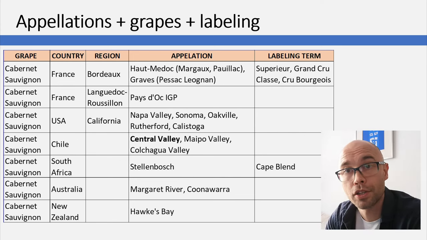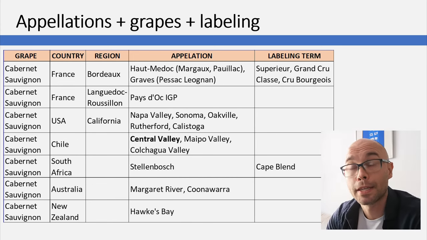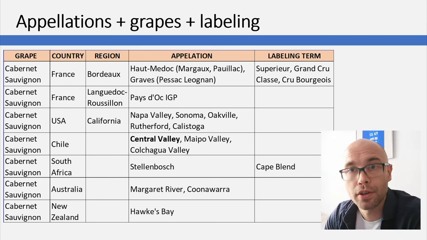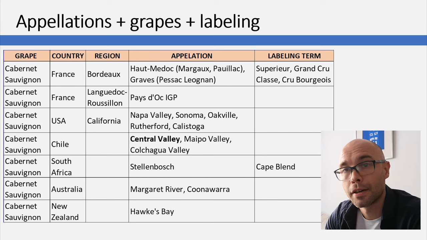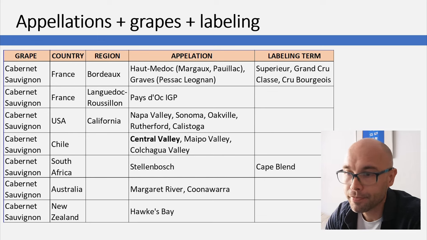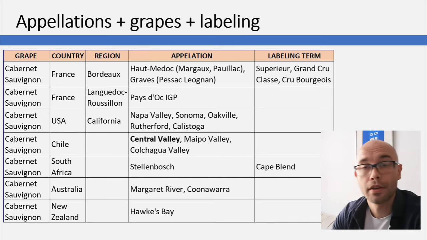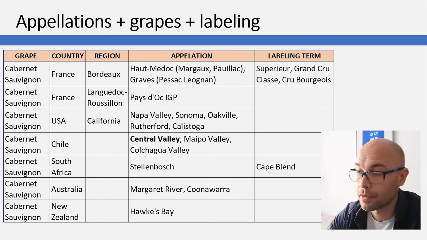In South Africa, the premium region is Stellenbosch, and the labeling term that you need to connect with South Africa is Cape Blend, which indicates local grape varieties like Pinotage are blended with other international grape varieties like Merlot and Cabernet Sauvignon. In Australia, Margaret River, like we said for Merlot, but also the specific appellation of Coonawarra, which is located in South Australia, and it's exclusively connected with Cabernet Sauvignon. Again, Hawke's Bay for Merlot, Cabernet, Bordeaux blends in New Zealand.